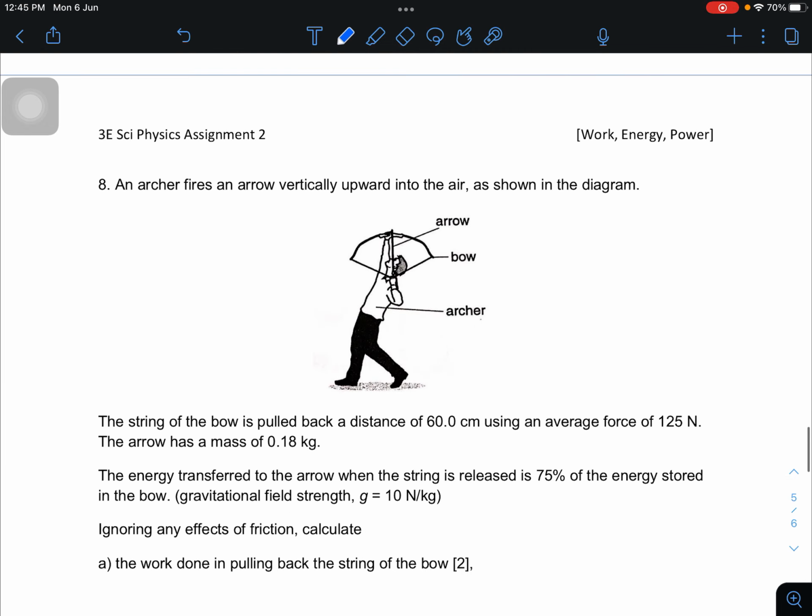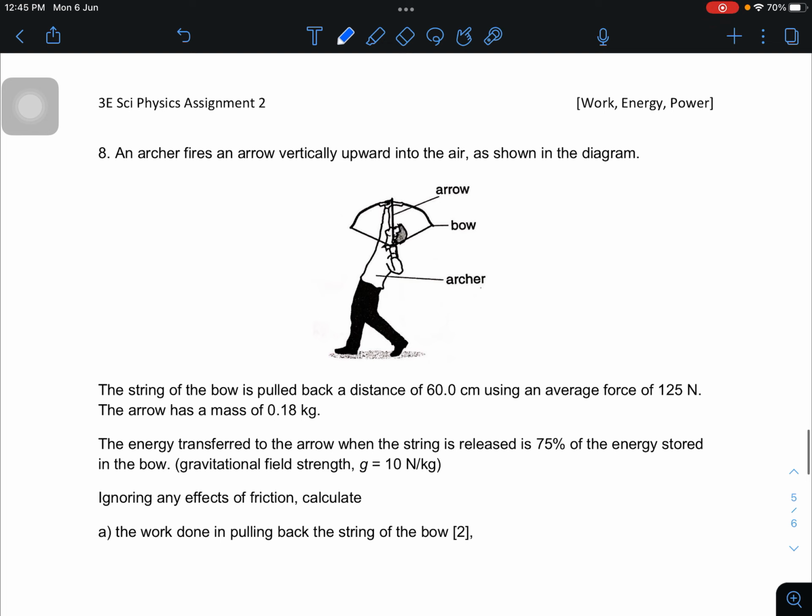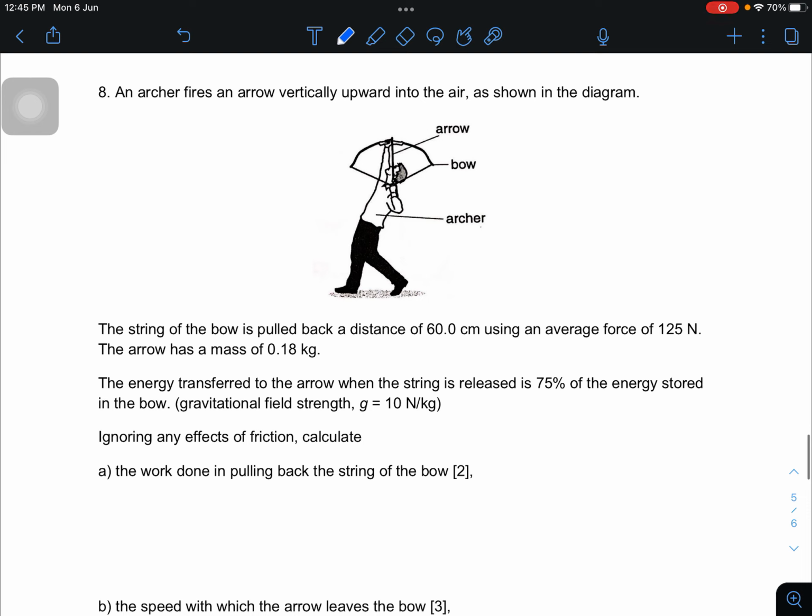Question 8. An archer fires an arrow vertically upwards into the air as shown in the diagram. The string of the bow is pulled back a distance of 60 cm using an average force of 125 Newton. The arrow has a mass of 0.18 kg. Energy transferred to the arrow when the string is released is 75% of the energy stored in the bow.